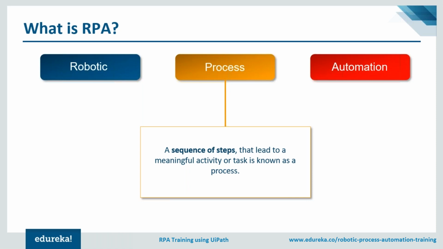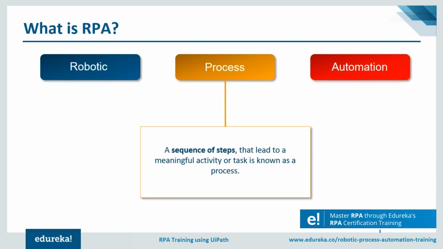Process is basically a sequence of steps which lead to a meaningful activity. For example, if you have to make tea, you have a process to make tea, right? So your first step is to pour water and then let it boil, and then you put some tea leaves in it, and again you let it boil. Once it's done, you pour some milk, and then the tea is ready.